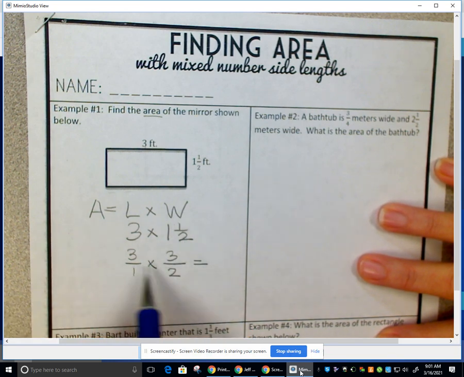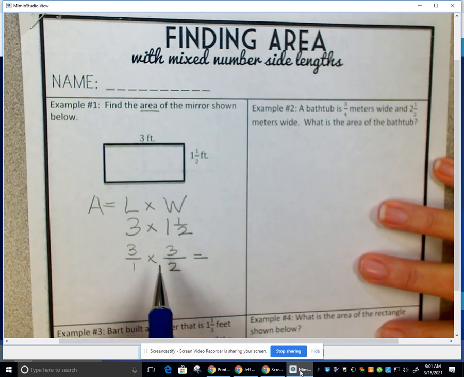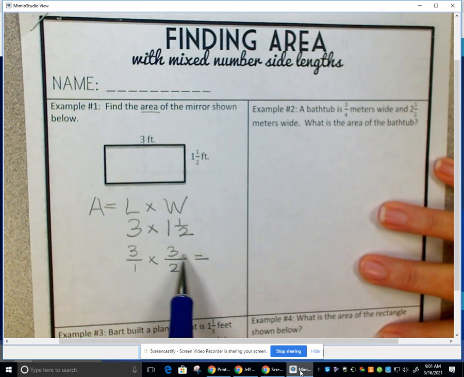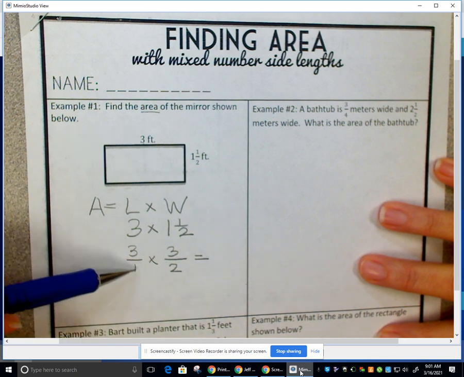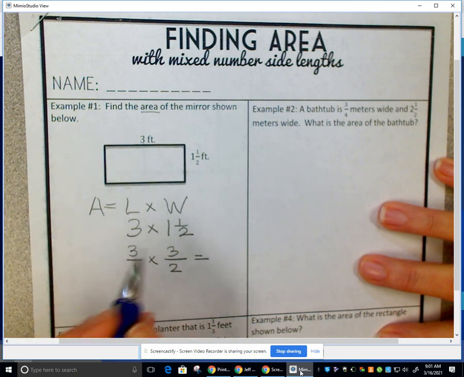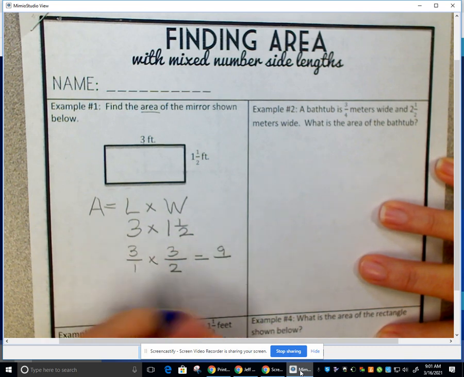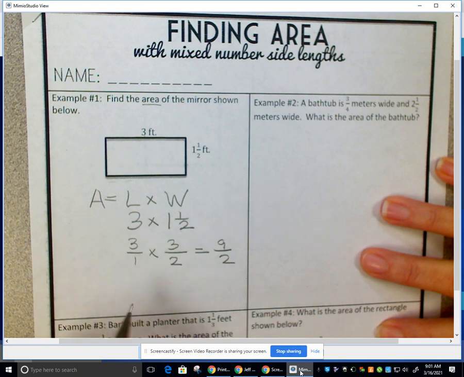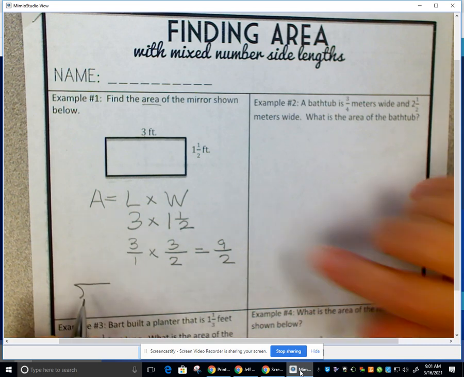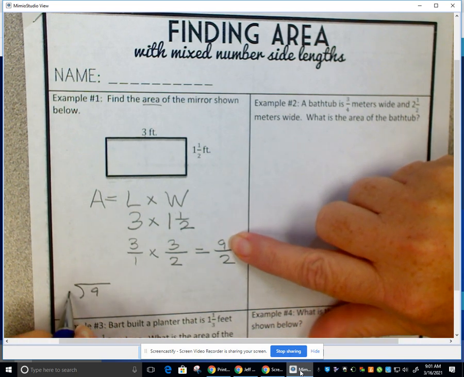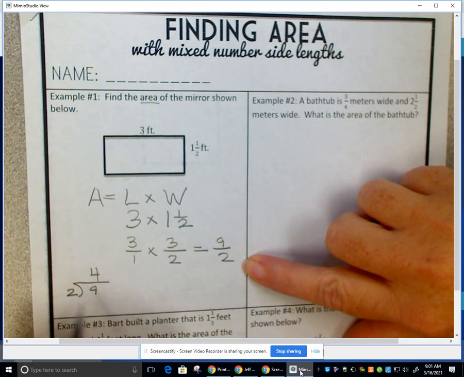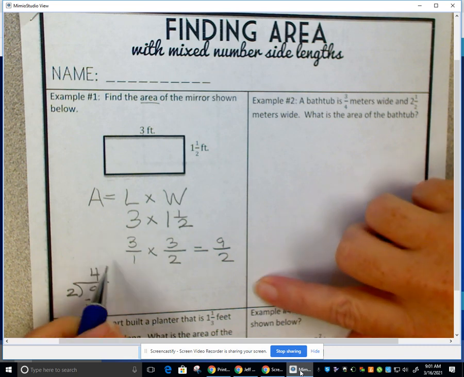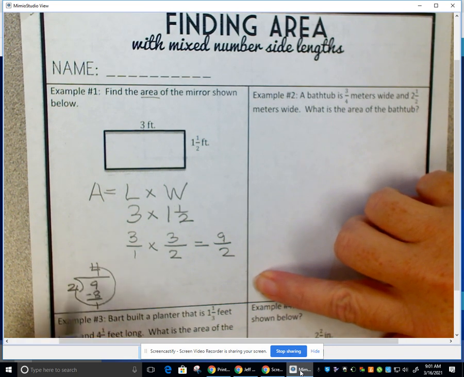Now, I just multiply, and we know multiplying fractions is very easy. Top times top, bottom times bottom. Notice now I have a numerator and a denominator for both of these. So that will be 9 halves. And we know that's improper, so I've got to divide to fix it. The top number goes in. 2 will go into 9 4 times. 4 times 2 is 8. Subtract 1, stop, rock around the clock.